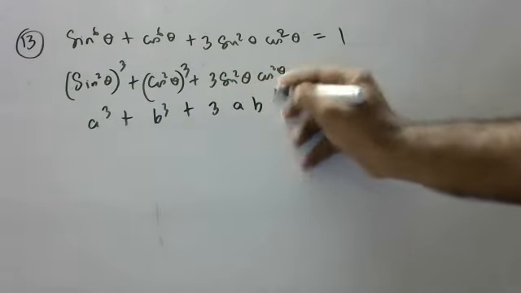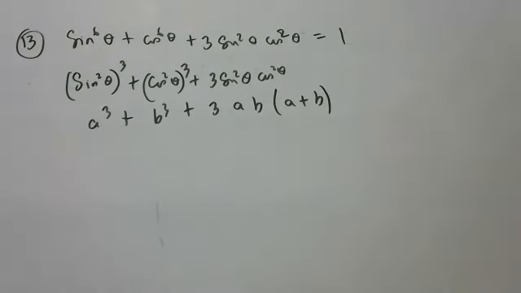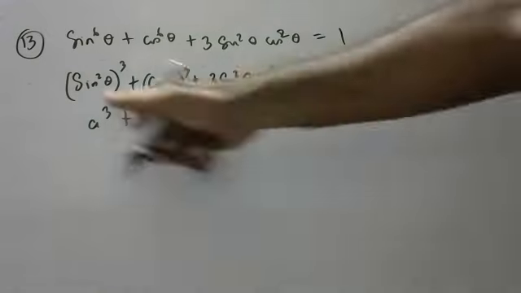Plus 3ab into (a plus b). Where is a plus b? No a plus b. How? Who will say? I will see. Who will say a plus b? How to write a plus b? A plus b is not there. Sir, how do we write? Divide with a plus b. Multiply and divide with a plus b. No. What will you do with division? Anyone? I will see who will tell this one. To get a plus b, what we have to do? Boys or girls, we have to check. A plus b is not there. A cube is there. B cube is there.